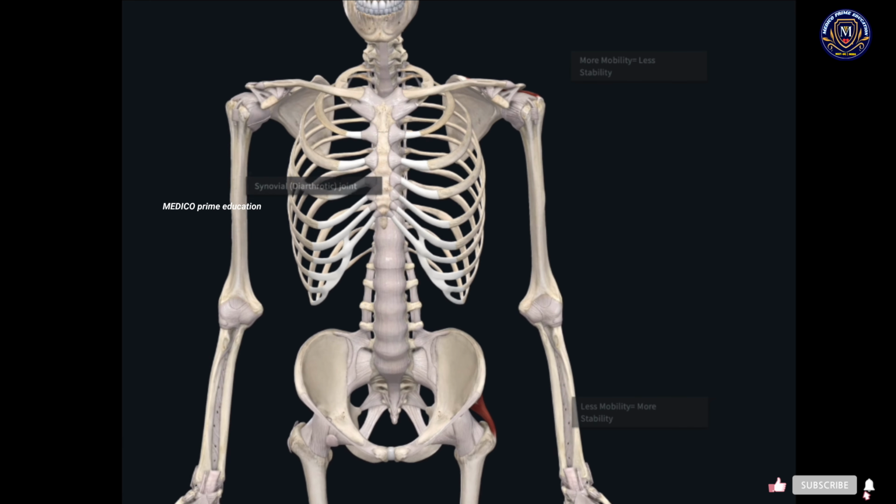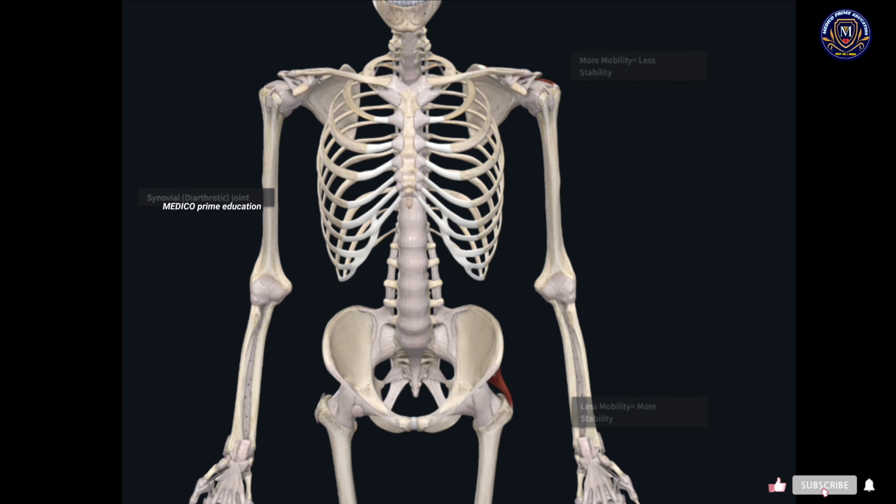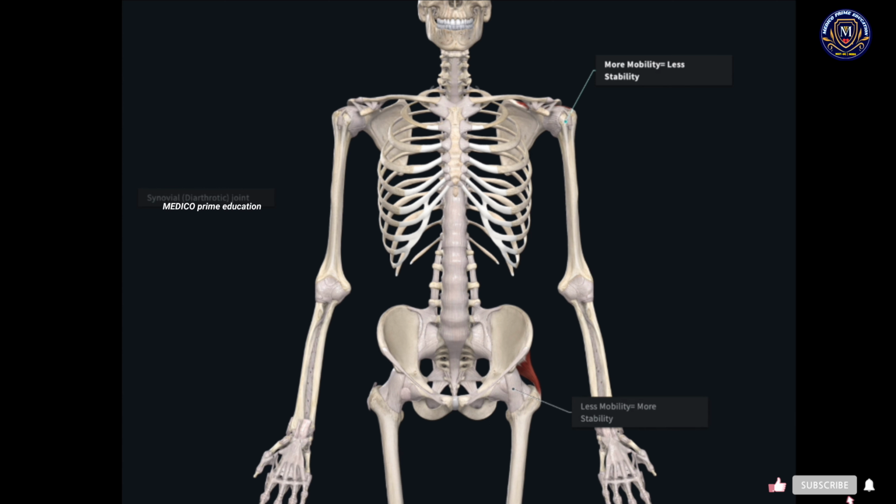Now, a general characteristic that I want to discuss when we talk about synovial or diarthrotic joints is this concept that as a joint becomes more mobile, it is going to be less stable. So let's compare our shoulder to the hip. The hip is going to be a perfect example of a less mobile joint that offers more stability. So this is going to be an inverse relationship. As we start to gain mobility, we're going to lose stability. Or you could think of it as we become less mobile, it's going to become more and more stable.